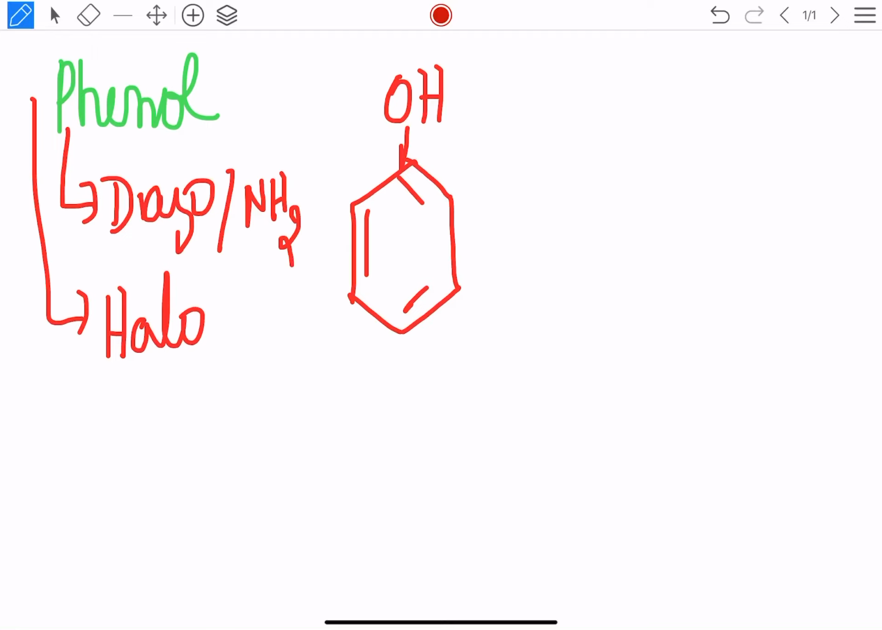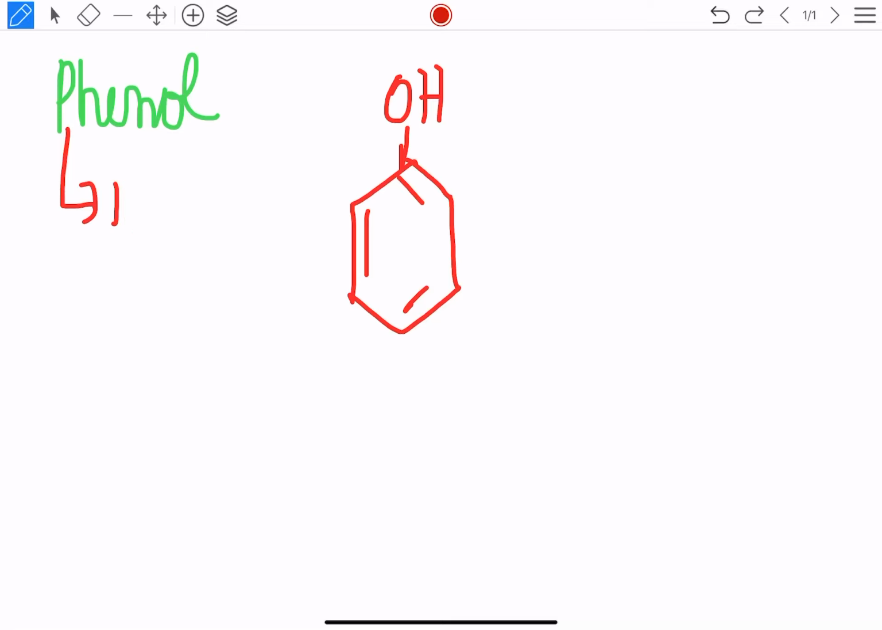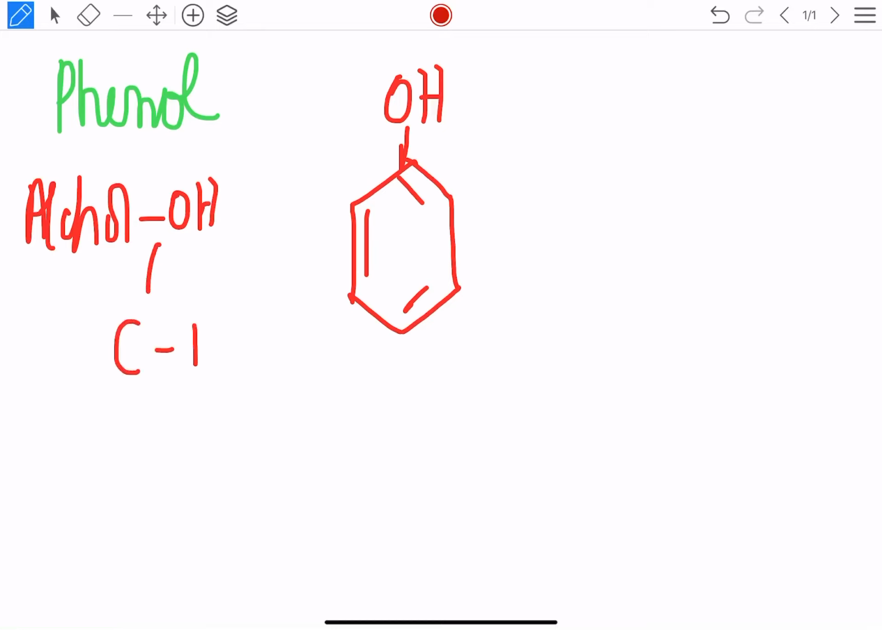So before understanding the methods of preparation, a quick review of what phenol is. Phenol, you should already know, is a benzene derivative with an alcohol group. The alcohol group or hydroxyl group is OH. OH is attached at carbon number 1. On the top we generally use that, and OH at the top of benzene becomes a phenol. So that was about your phenol.